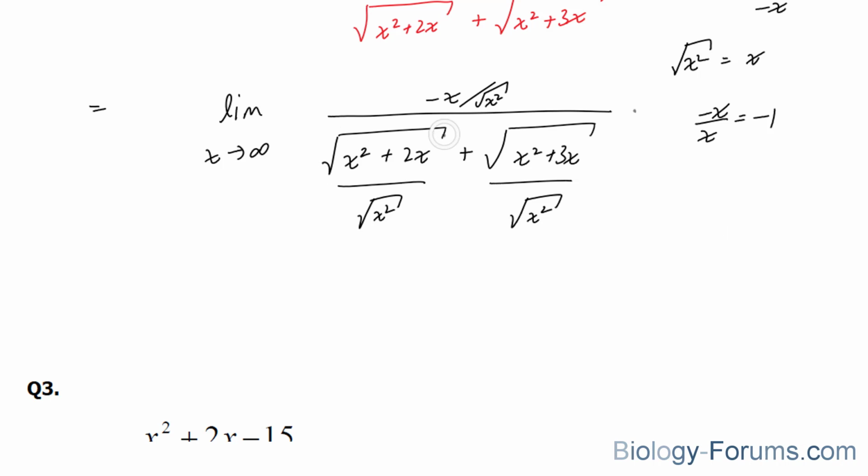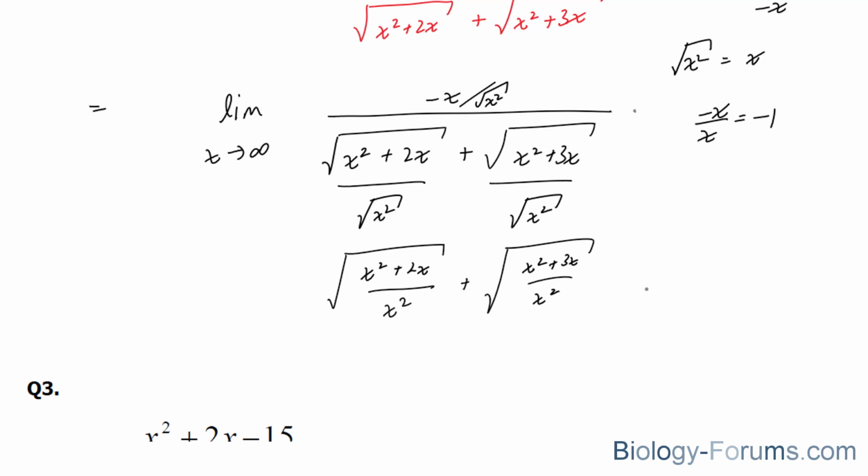And at the bottom, since we are dividing a square root by a square root, we can house it under one square root. So we end up with the square root of x squared plus 2x over x squared, and the square root of x squared plus 3x over x squared. Now, of course, this would distribute to this term and to this term, and this would distribute to this term and to that term.